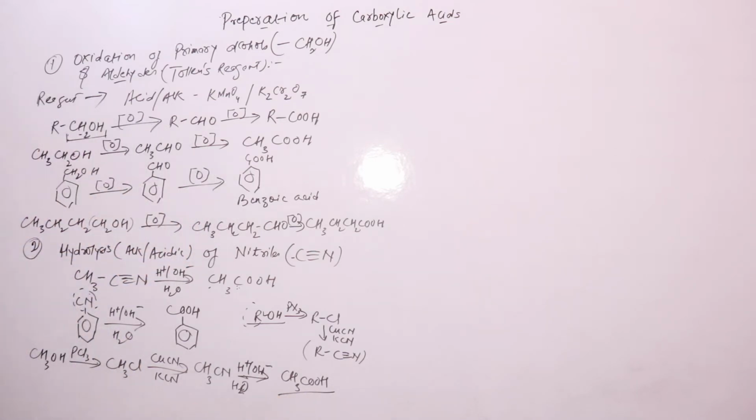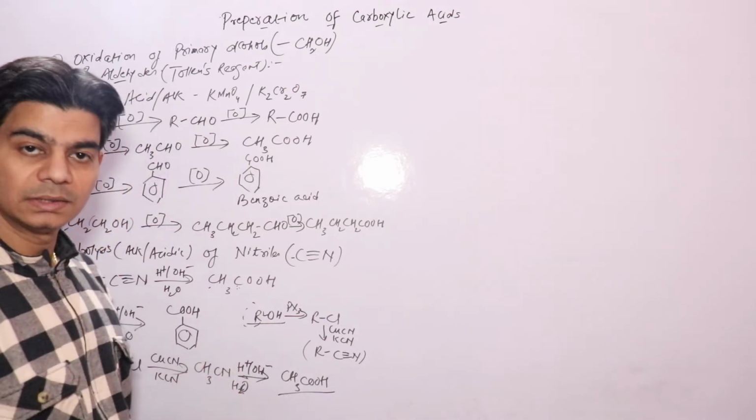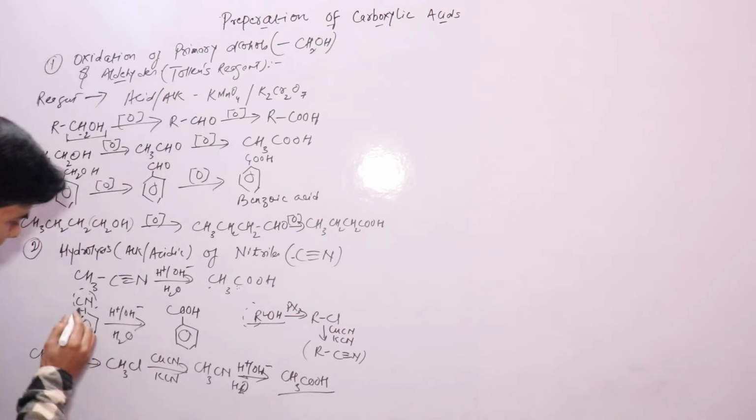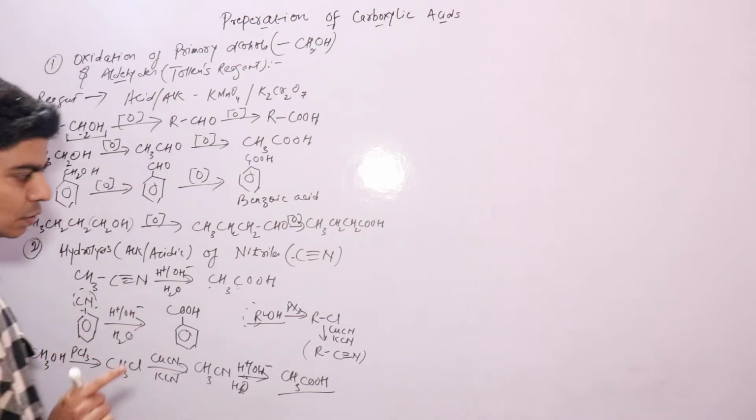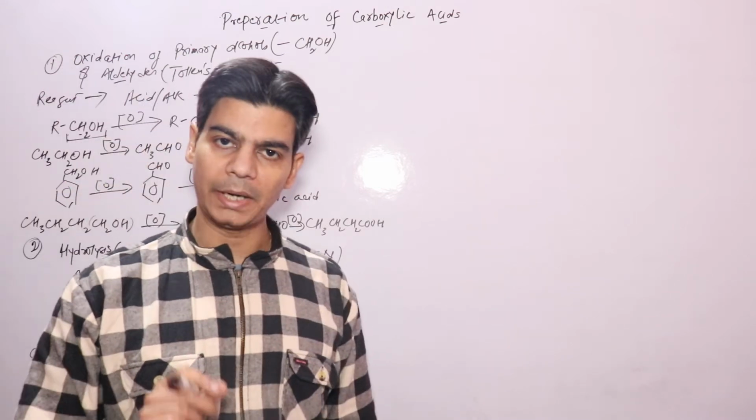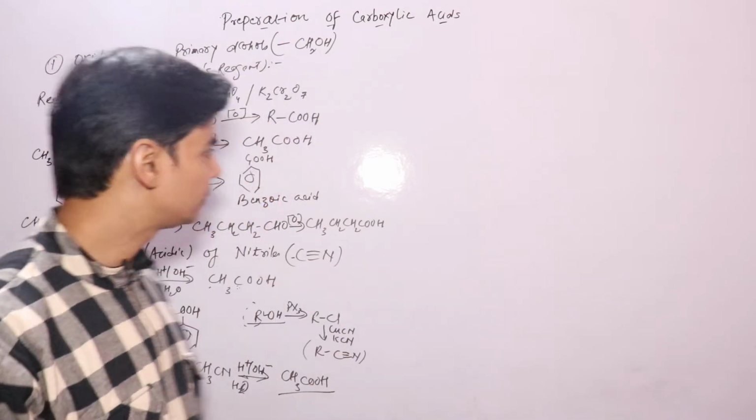Now the other method that we will go through is from esters. Or let's do one thing first. There's one more thing. This is your aliphatic cyanide, CH3CN. How will you prepare this cyanide, which is your benzonitrile? Benzonitrile is obtained from aniline by diazotization of aniline.